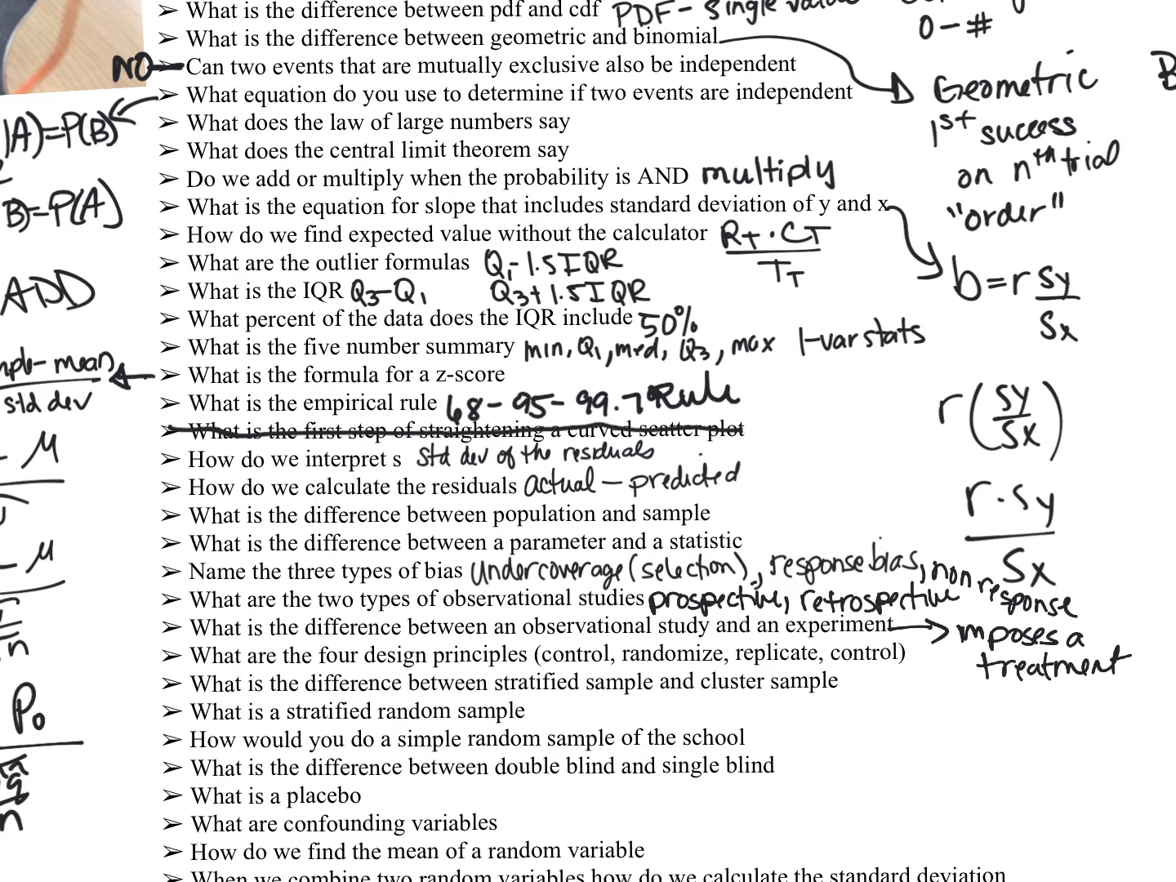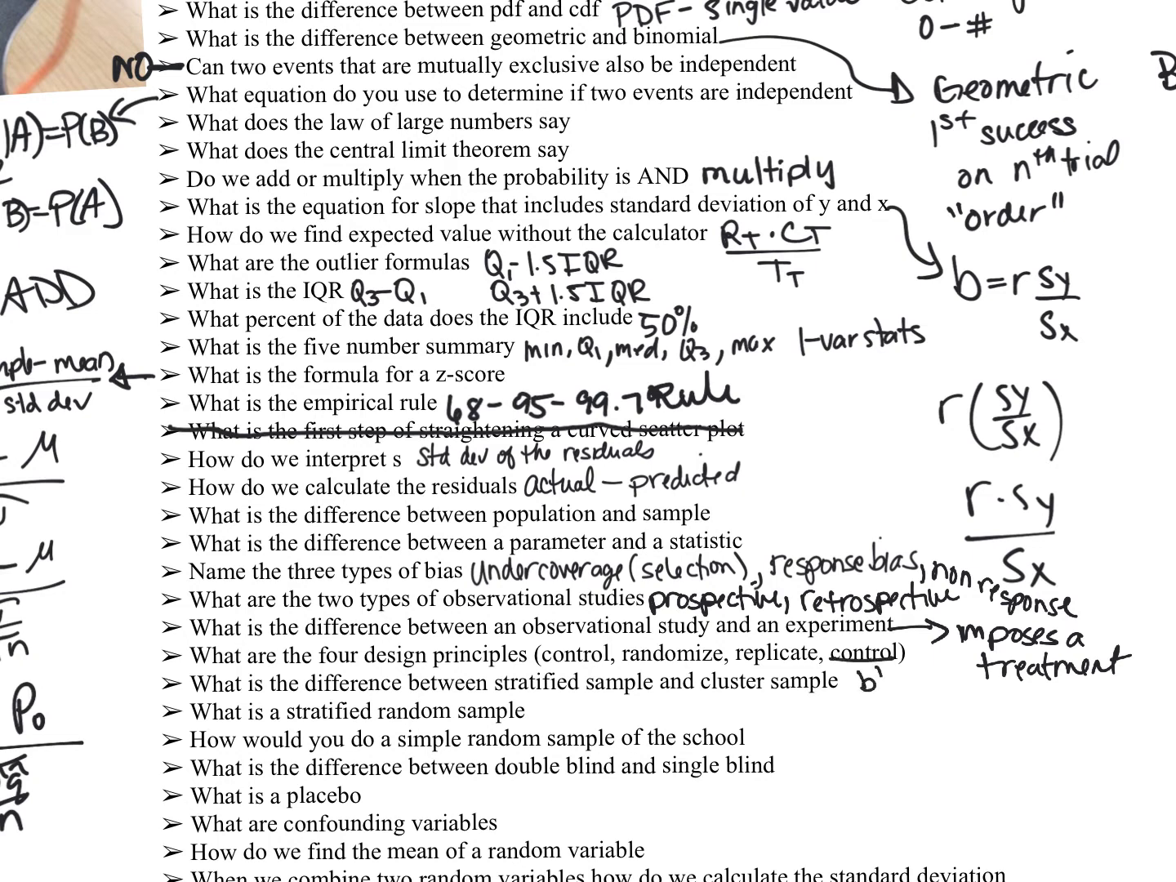The 4 design principles are control. You have to control everything you can to keep from confounding variables. Randomize. How are you going to randomize the experiment? How are you going to replicate it? You can't just have one person in your study or 2 people in your study. You've got to have several. And then the last one is blocking.